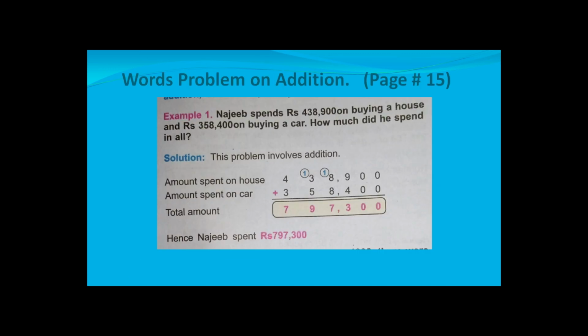Word problems on addition. This is on page number 15. Example is written over here. Najib spends 438,900 rupees on buying a house and 358,400 on buying a car. How much did he spend in all?